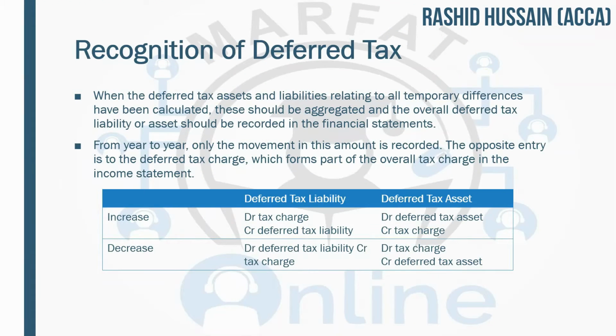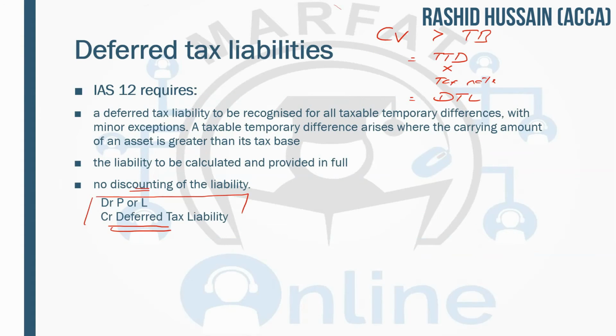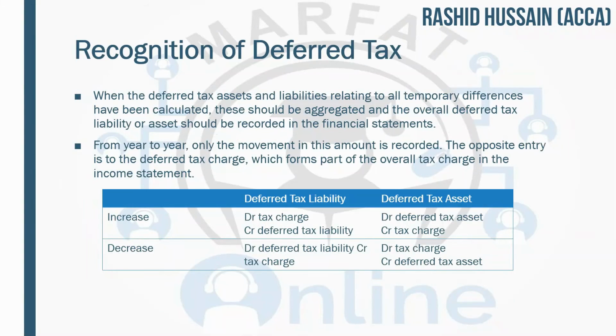Now, do you remember the allowance for receivables from your financial accounting knowledge, or provision for doubtful debts? Now we call it allowance for irrecoverable debt. So we used to create an allowance, and in the next year we were just looking for an increase or decrease in that allowance. Deferred tax works the same. Once you have recorded either the deferred tax liability or the deferred tax asset, next time you are going to just see the increase and decrease in that.